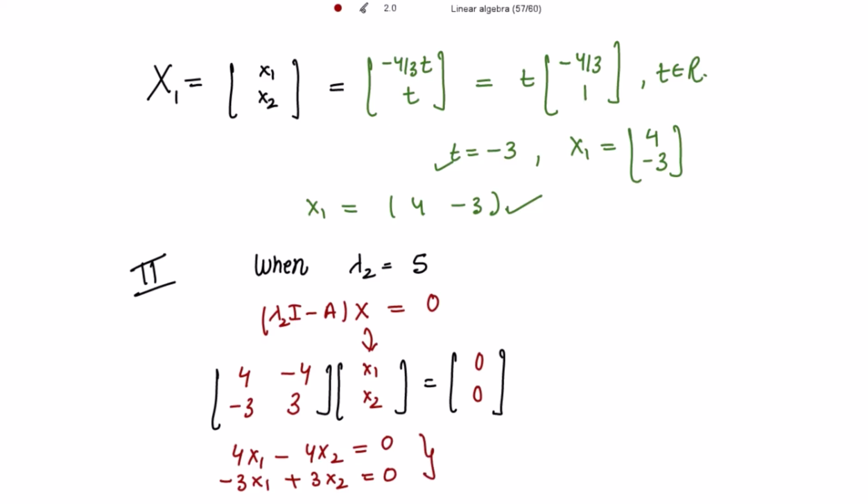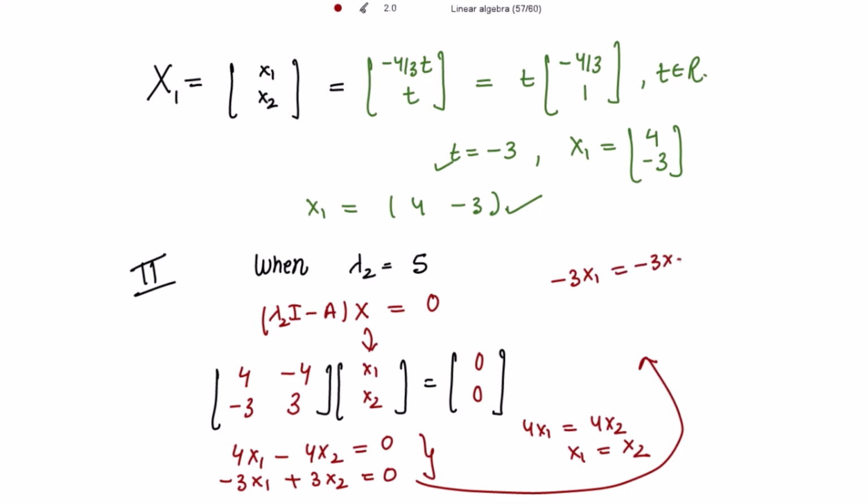Both these equations are the same. So from the first equation we get 4x1 equal to 4x2, that is x1 is equal to x2. If you solve the second one, you will get the same: minus 3x1 equal to minus 3x2, or x1 is equal to x2. So we are getting the same relation for x1, x2.